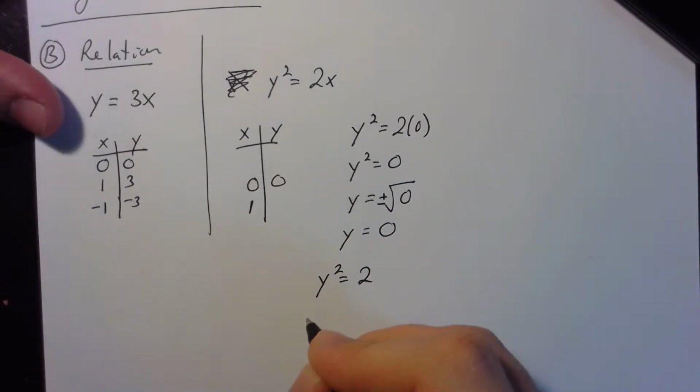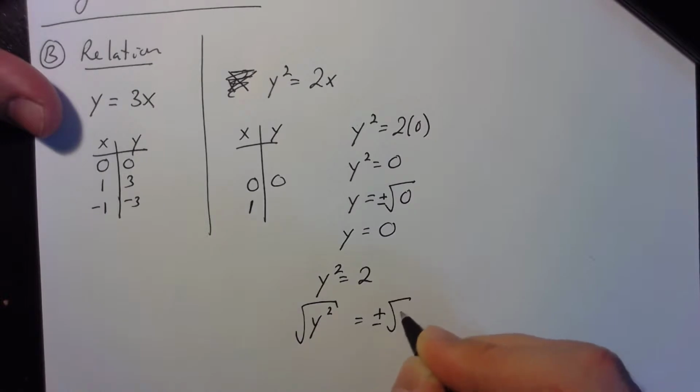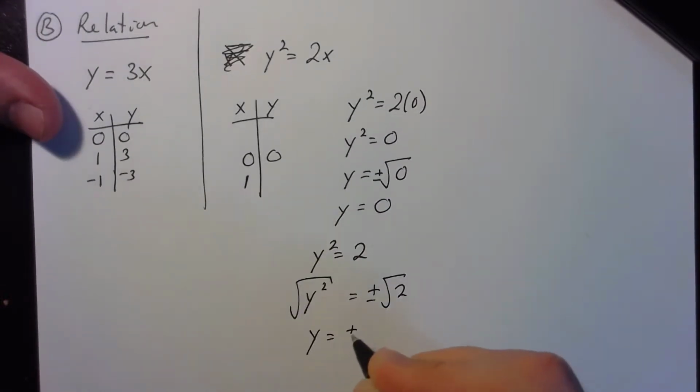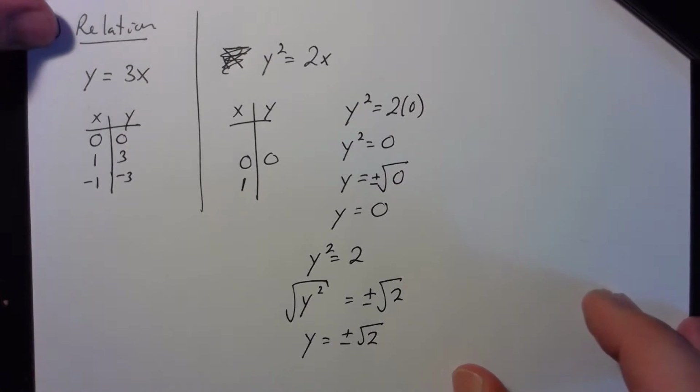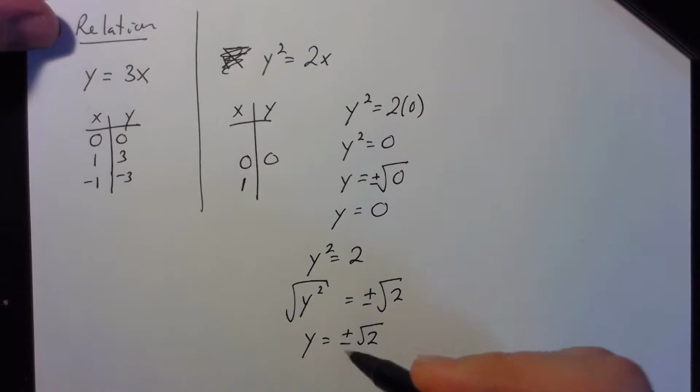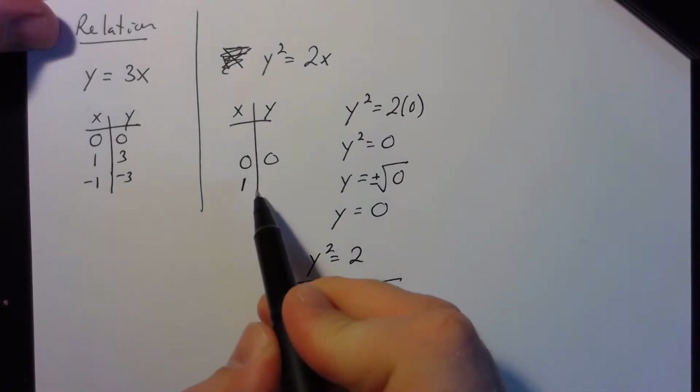And then when I go to take the square root of both sides, I'm going to have y squared inside of a square root equals plus or minus the square root of 2. Therefore, y is equal to plus or minus radical 2. Now this relation, and it is a relation, must be, two different values for y spitting back.